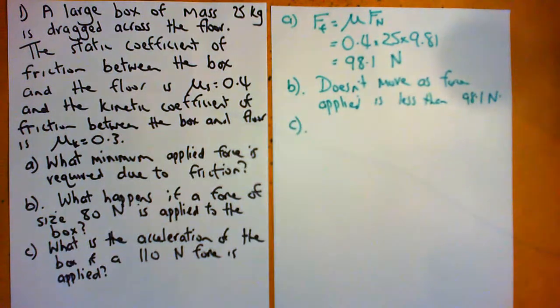However, in question C, we've got a 110 newton force applied, and we're assuming that the force is exactly horizontal here. We're not looking at forces at an angle just yet. The force applied is purely horizontal. 110 newtons is greater than 98.1, therefore it's going to move. And we need to find the acceleration, which means we'll need to use Newton's second law here.